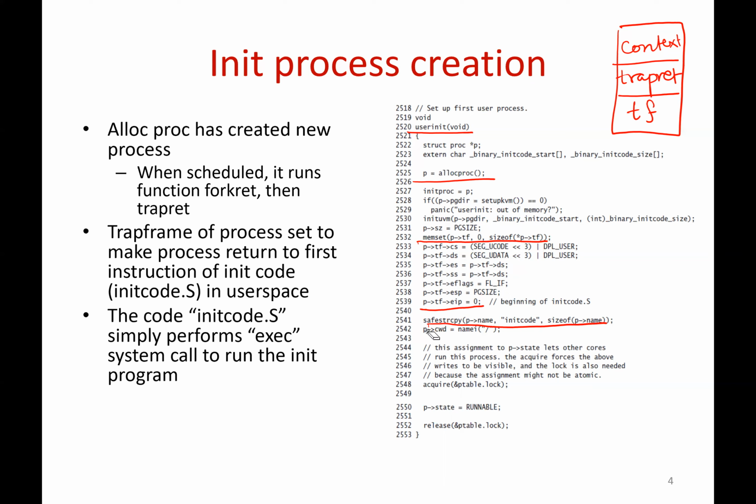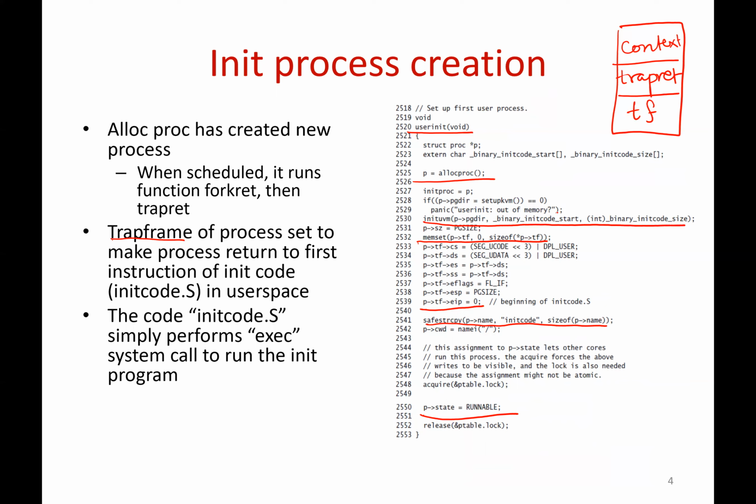This is the name of the process. This is not the code, I'm sorry. Here is where you copy the init code into the memory image of this process, and you set the EIP equal to 0, and you set the name of the process to be initcode, and you set the state of this process to be runnable, right? So you first call allocproc, you create a new process, and you fill in the trap frame such that it starts execution at instruction number 0 of the init code, which you have copied into the memory image of the process.